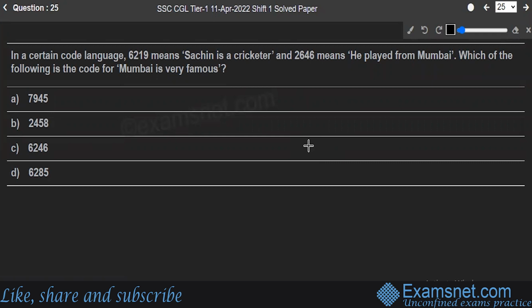So the pattern is Sachin is having six number of letters, is having two, A is having one, cricketer is having nine alphabets in this word. So the code becomes 6219. Similarly, he is having two alphabets, played is having six alphabets, from is having four, and Mumbai is having six alphabets again. So the code is 2646. So I think now you can pretty easily tell me which is the correct code for Mumbai is very famous.